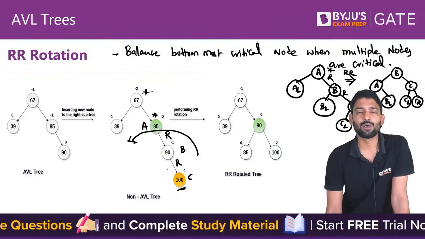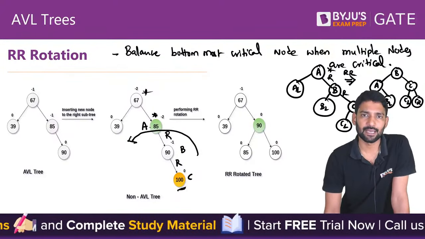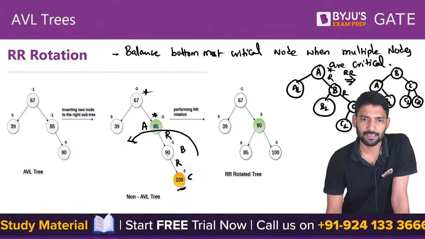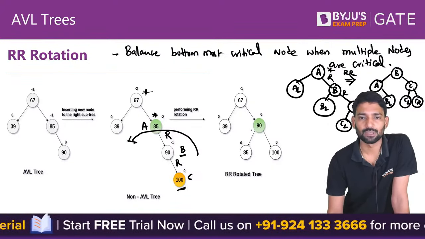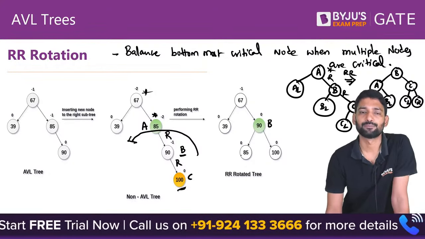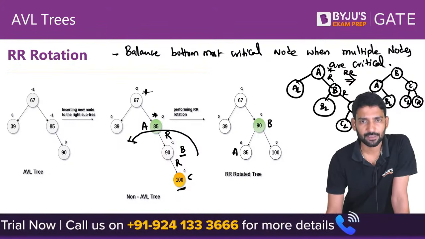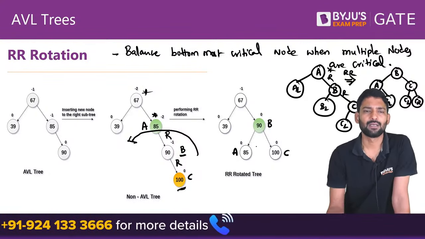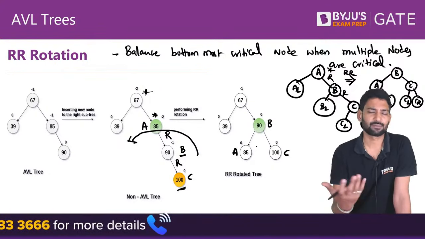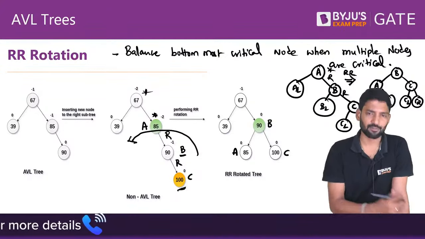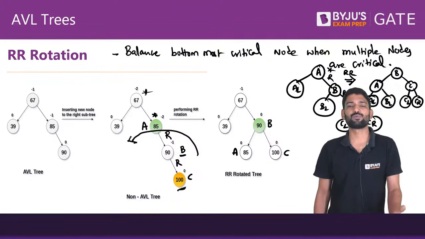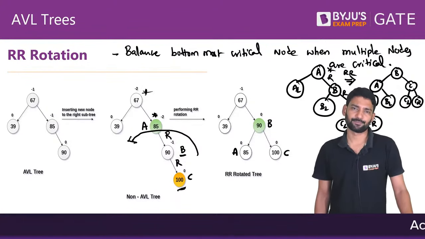So whenever you apply RR rotation at A, 85, 90, 100 are A, B and C, B becomes root. So B becomes root and A would be on the left. C would be the same as right, and there are no left and right parts. So that's it. If at all we have them, we will add as per this rule. So this is what RR rotation is.